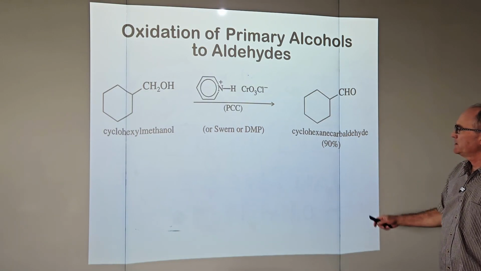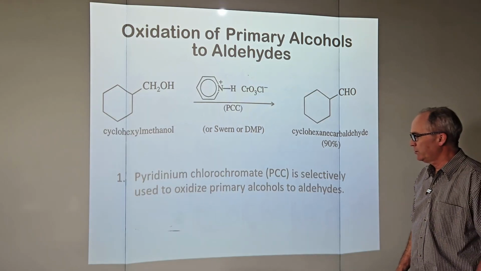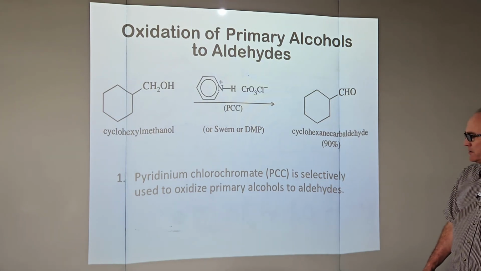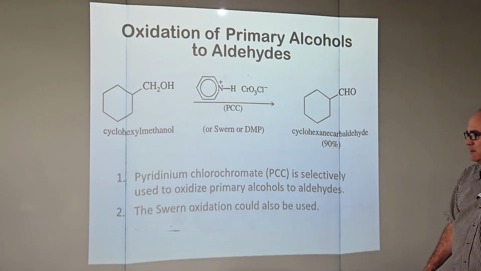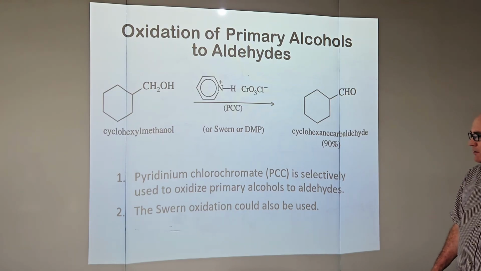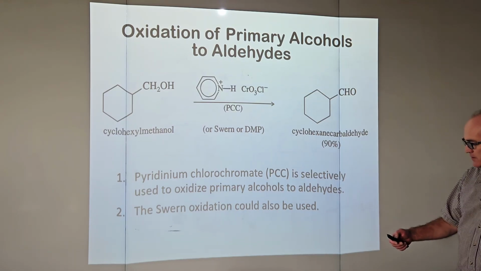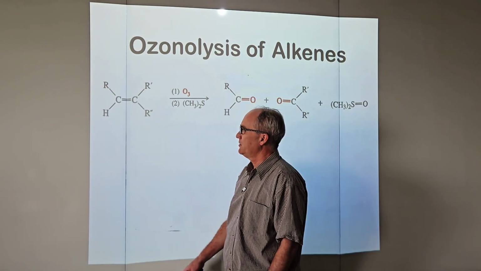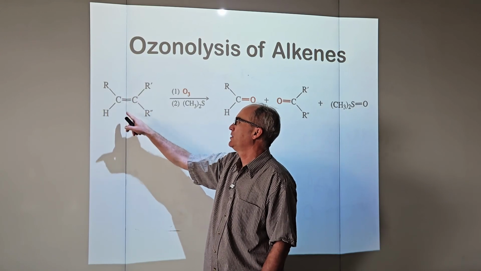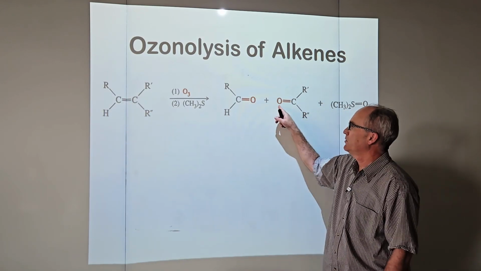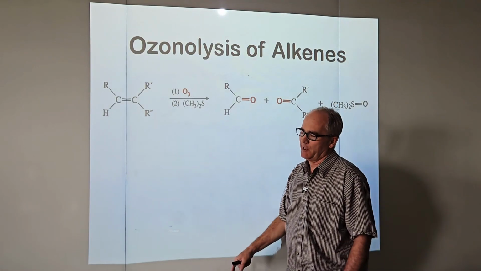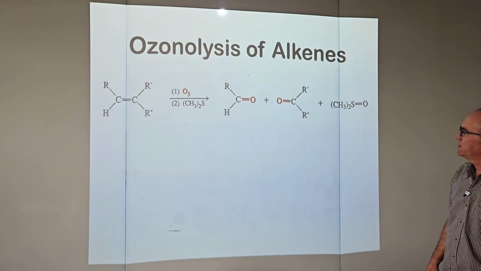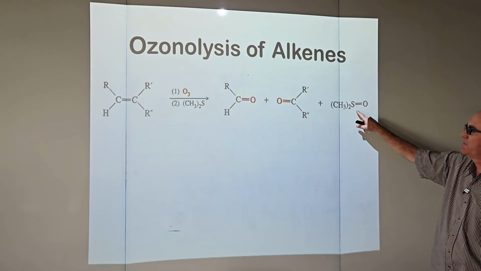So here's our cyclohexane carbaldehyde. Pyridinium chlorochromate, selectively used to oxidize primary alcohols to aldehydes. Stops at the aldehyde. And this Swern reagent can also be used for an oxidation. And you've seen this before from the alkene chapter, the ozonolysis. When I think about cleaving that and putting a carbonyl carbon right where those are. And then we just had in the alcohol chapter 10, a thioether getting oxidized to a sulfide.